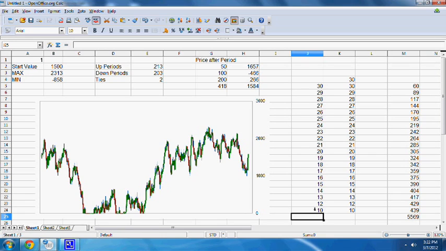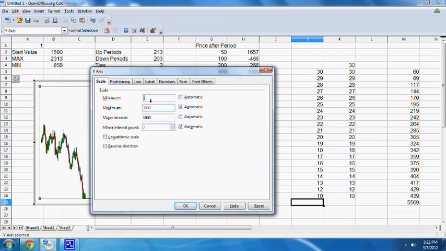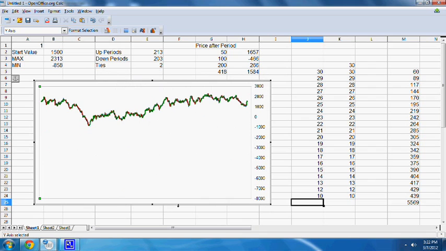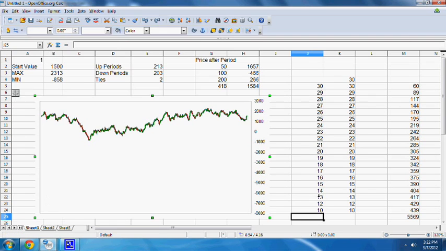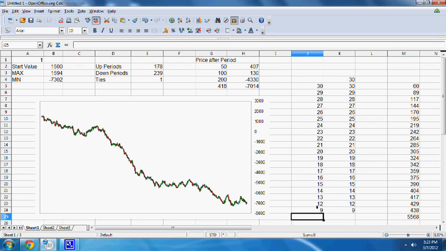Or at least that's how you're used to it. This goes in the negatives. It's down to minus 858. So if we maybe put in, say, negative 1,000. Well, just for fun, let's put negative 8,000. You can see normal market movements, but if we drop these numbers down to 9, wow, this thing is just getting crushed.